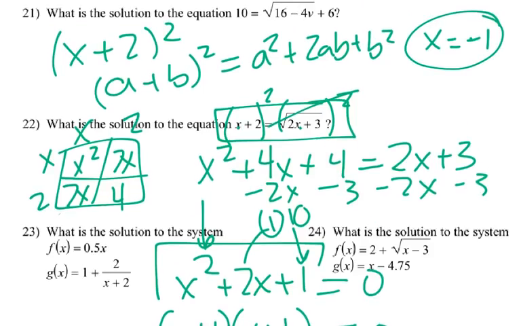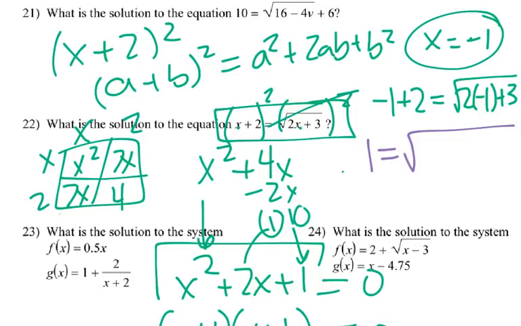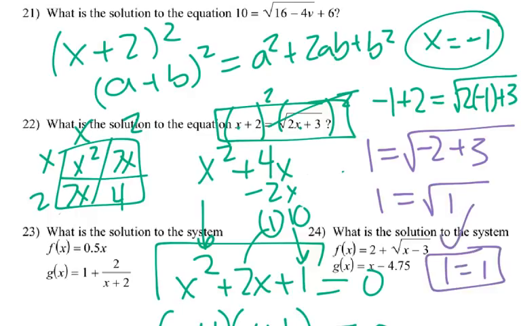You can plug it back in to see if it works. If you had 2 separate answers, you would need to plug it back into your equation to see if it matches up. And we get 1 equals square root of negative 2 plus 3, which is square root of 1, which is 1. So it does work. All right, so using those notes, using the calculator, here's an example of every type of problem you should see on this. So good luck.